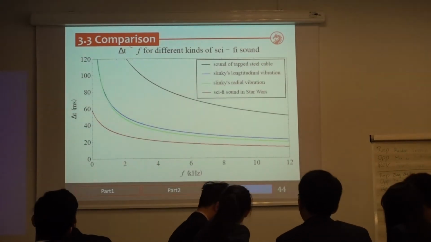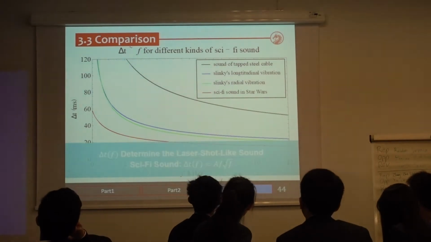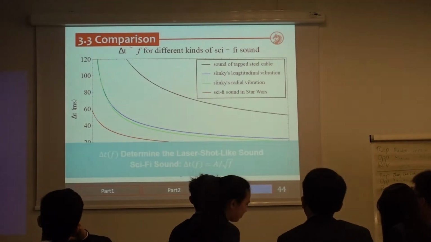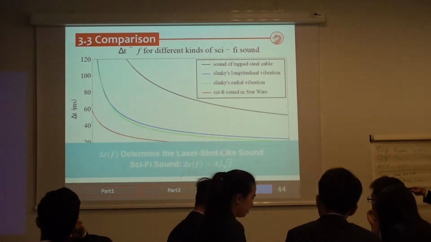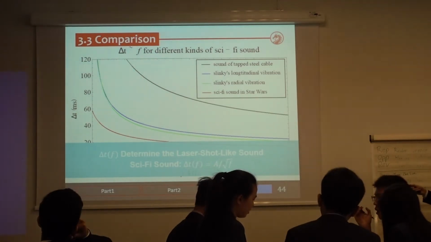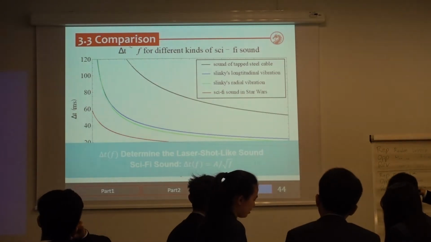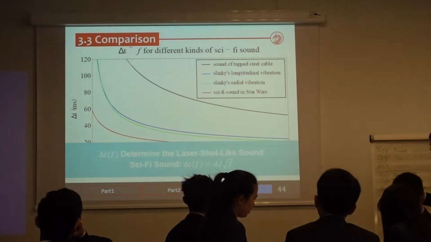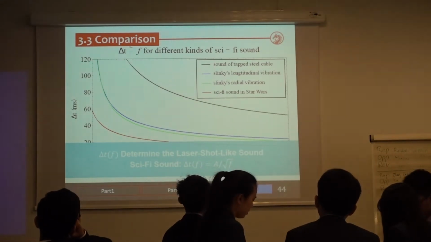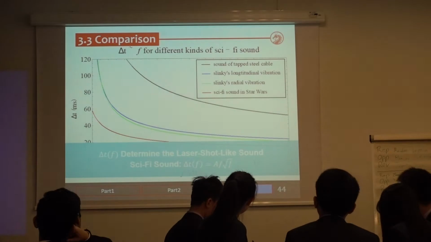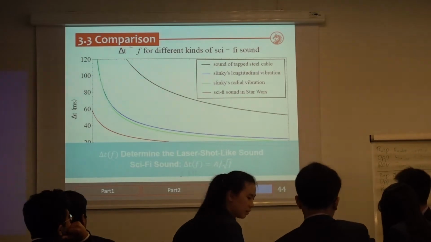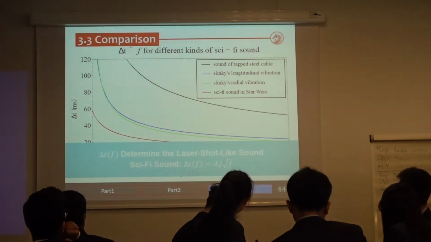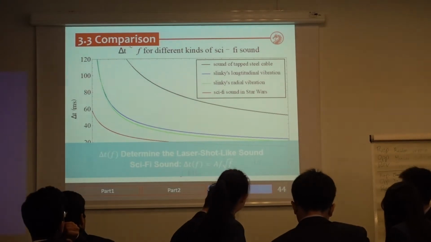So comparing all my measurements, we may conclude that delta T as a function of F determines the laser-like sound, as I said earlier in the problem review, and the Sci-Fi sound satisfies that delta T as a function of F is proportional to 1 over square root of F. And the coefficient A, I will define it later. Then in the next graph, I use that delta T as a function of F is proportional to square root of F. Then I measure, and hold on, I will show you some examples of it.